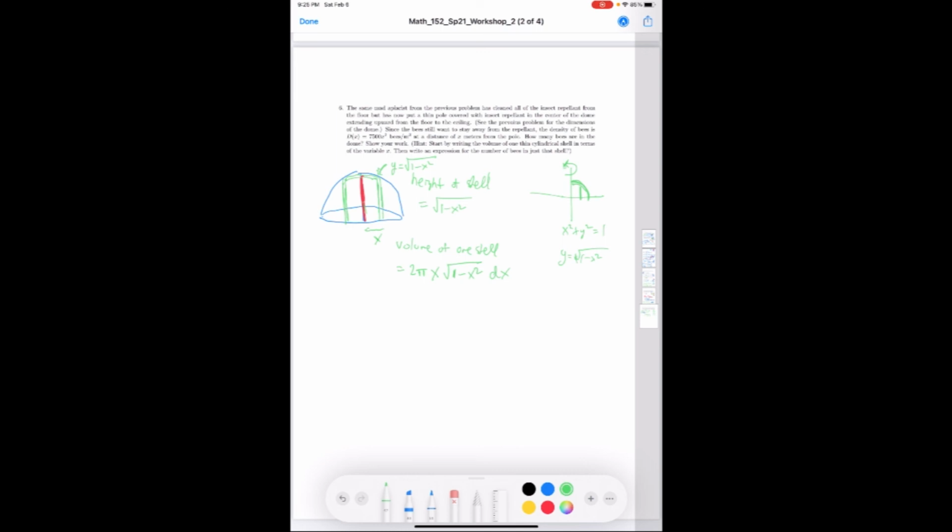And of course, volume, by the way, is measured in cubic meters. So we're given now a density function in terms of x, which is 7,500 x squared bees per cubic meter. So the number of bees in one shell is equal to 7,500 x squared times 2 pi x square root of 1 minus x squared dx, where this is volume of shell in cubic meters, and this is density given in bees per cubic meter. So the units come out right. In other words, this gives the number of bees in one shell because we take bees per meter cubed times meters cubed.